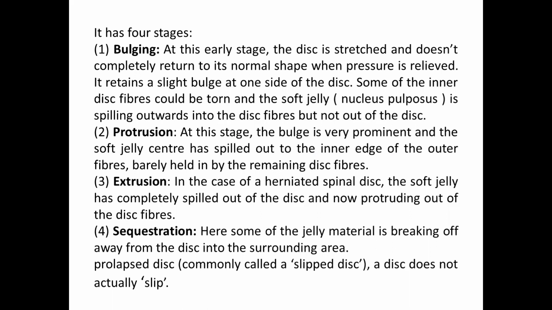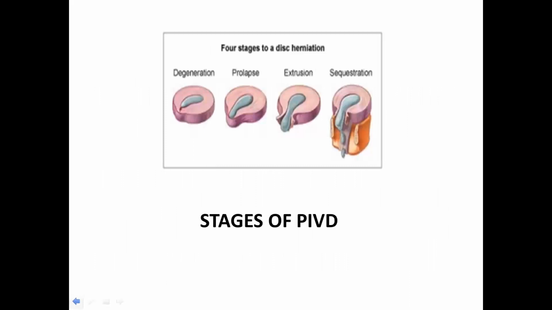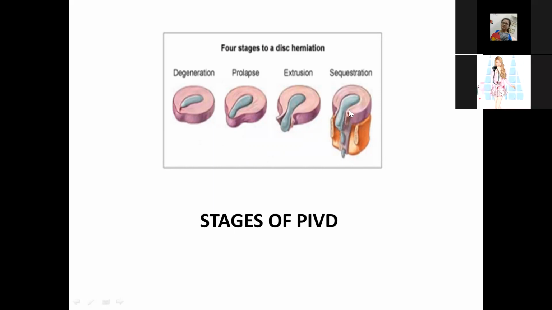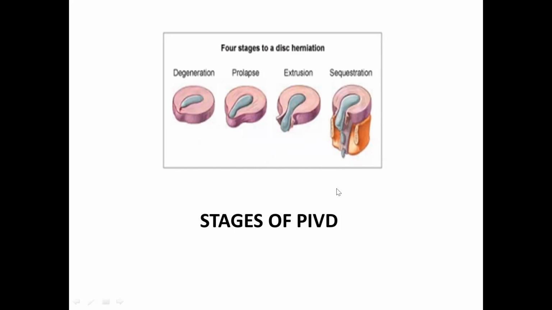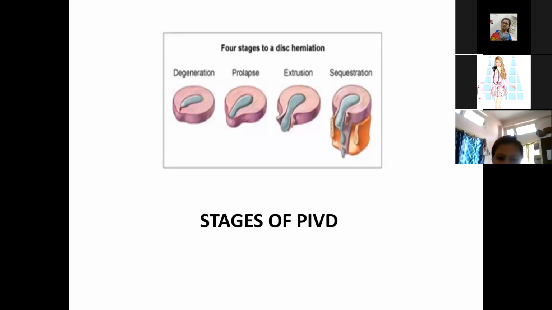A disc does not actually slip, right? So again, you can compare from this picture the weaker part, how it got affected, and then through the weakness, the total disc does not actually slip. The disc fiber is intact in the space, but only the softer jelly slips off from the area, or from its original place.